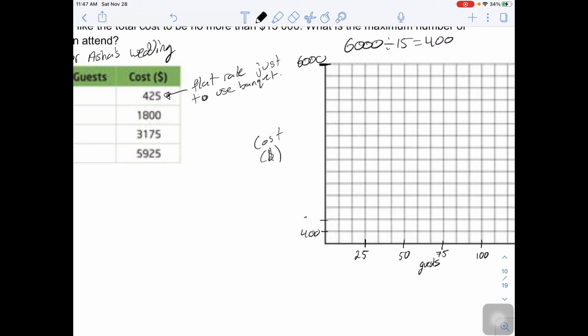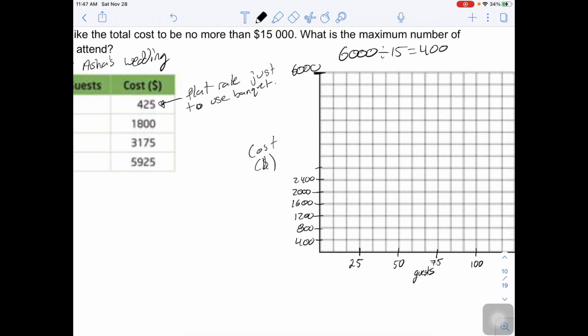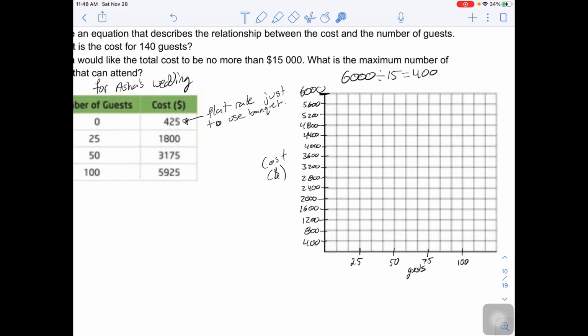So this will be 400, 800, 1,200, 1,600, 2,000, 2,400, 2,800, 3,200, 3,600, 4,000, 4,400, 4,800, 5,200, 5,600, and 6,000. So it looks like it worked out perfectly, which is great.